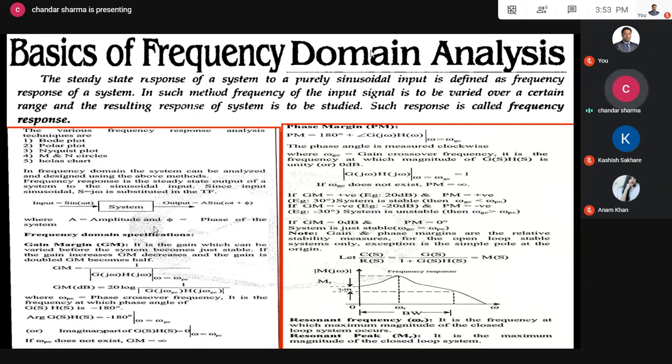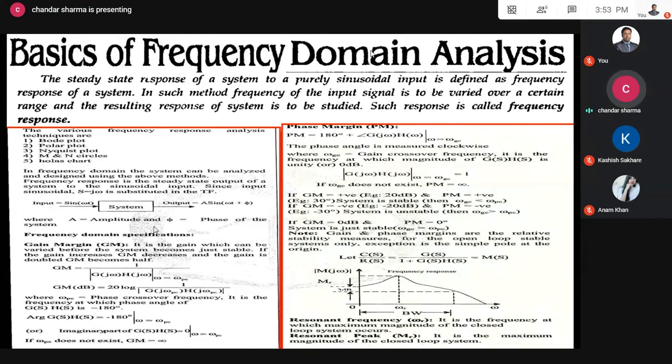You can see here, gain margin is the gain which can be varied before the system becomes just stable. If the gain increases, gain margin decreases, and if the gain is doubled, gain margin becomes half. It is denoted as GM. It is the factor by which system gain can be increased so as to drive the system to the verge of instability. The typical design value of gain margin is about 6 dB.